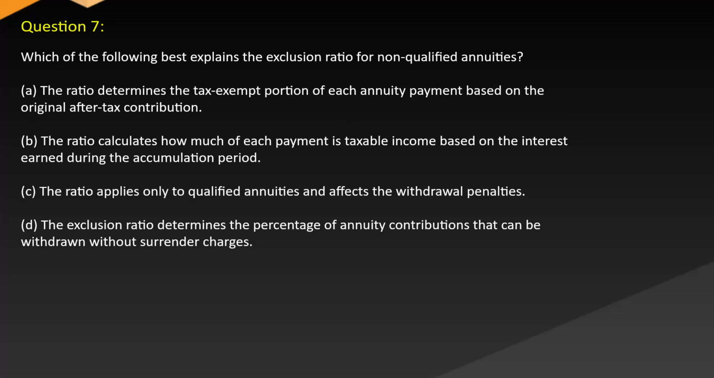Question 7. Which of the following best explains the exclusion ratio for non-qualified annuities? A. The ratio determines the tax-exempt portion of each annuity payment based on the original after-tax contribution. B. The ratio calculates how much of each payment is taxable income based on the interest earned during the accumulation period. C. The ratio applies only to qualified annuities and affects the withdrawal penalties. D. The exclusion ratio determines the percentage of annuity contributions that can be withdrawn without surrender charges.